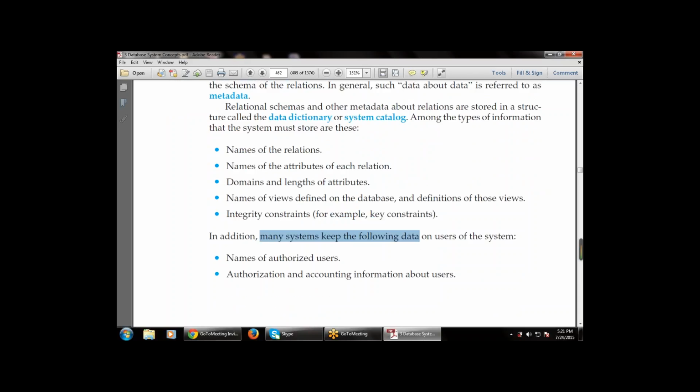In addition to this, many systems keep the following data on the users of the system. What are the various data that are available about the users? That is the names of the authorized users, then authorization and accounting information about the users, that is how to apply authorization techniques. There will be a matching of the username and the password, and only then will the user be authenticated.